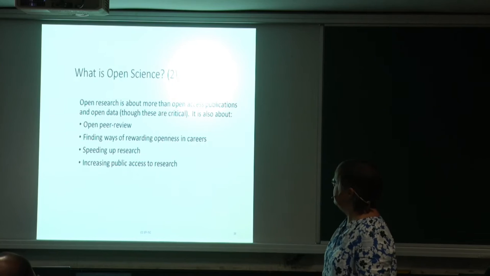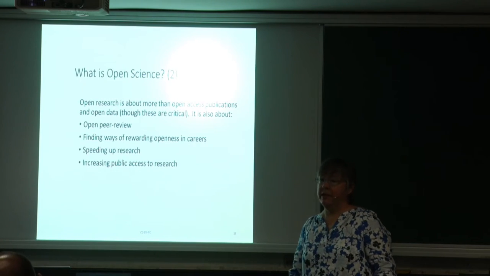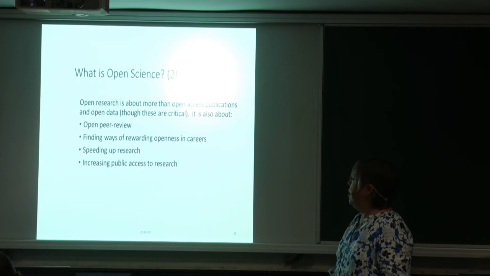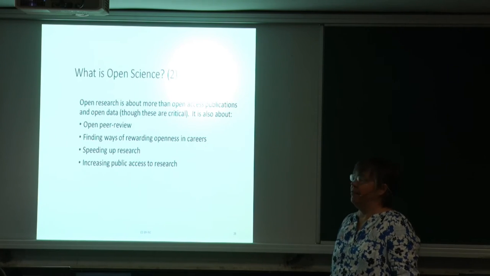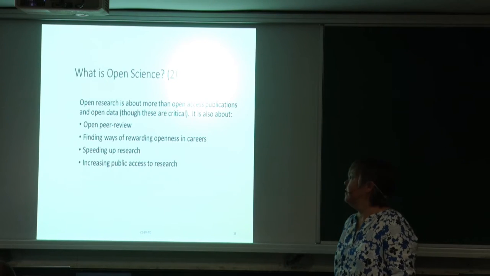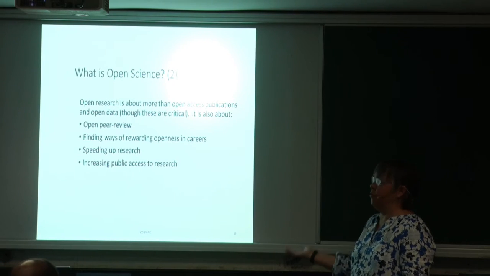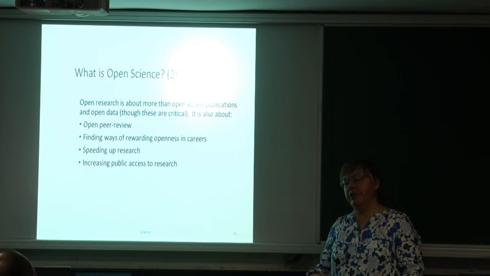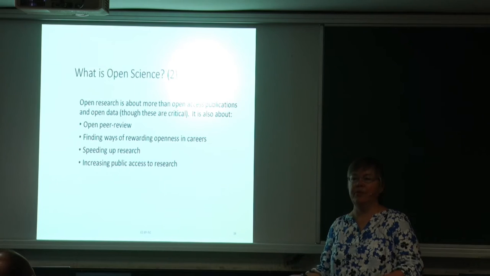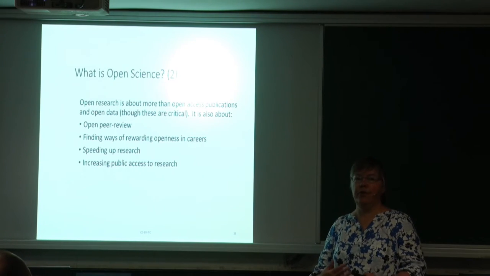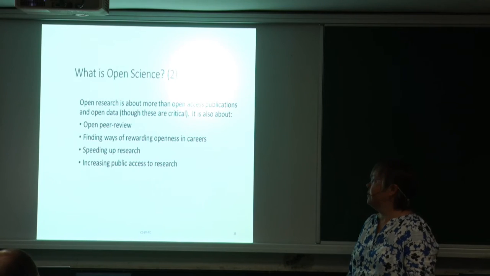Definition part two. So open access publications, certainly. Open data, yes, please. But then it might also involve these other things, and this may come out in the course of the conference if you're staying on for the next few days. Things like open peer review, maybe. Things like changing the reward process so it's not just publish or perish for the researchers, but they get career rewards for being data producers.